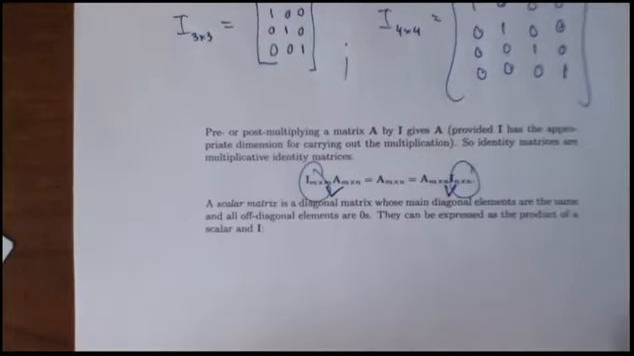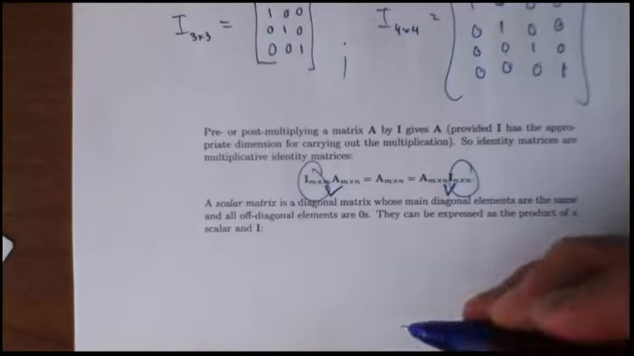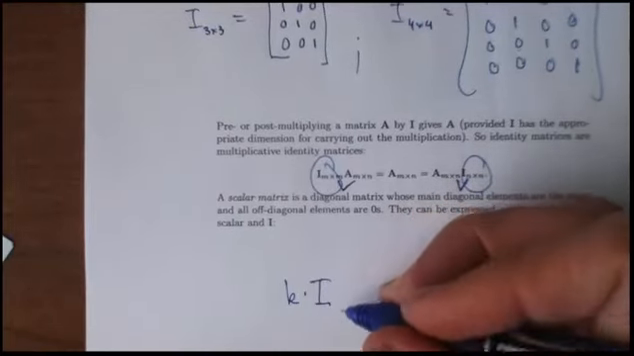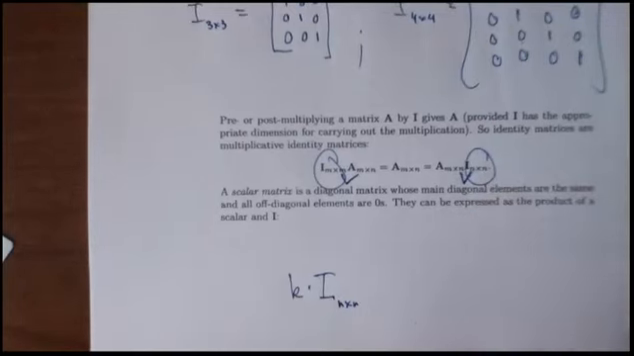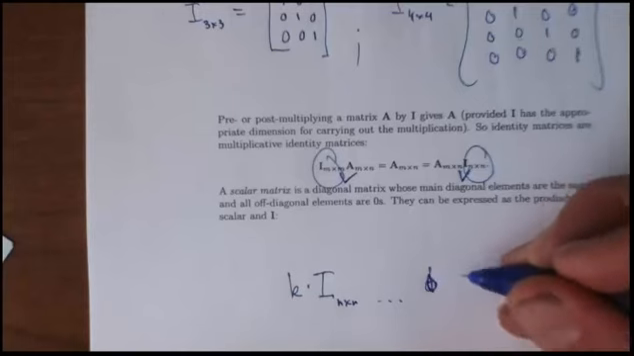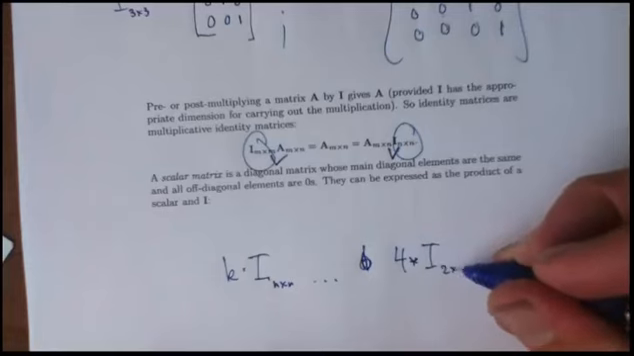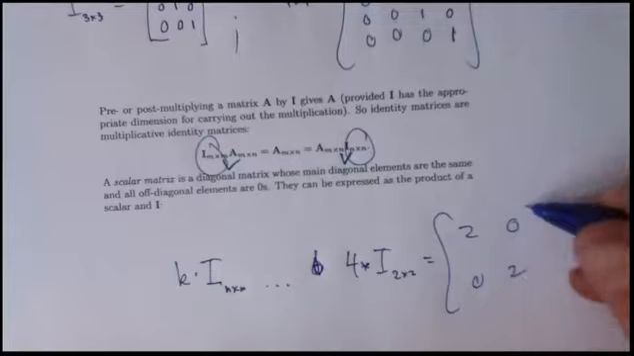Okay, a scalar matrix is just a diagonal matrix whose main diagonal elements are the same and all off-diagonal elements are 0. And you can express it as something like this, n by n. So if I had something like 4 times the 2 by 2 identity, that's just going to be 4, 0, 0, 4, like this. Okay.